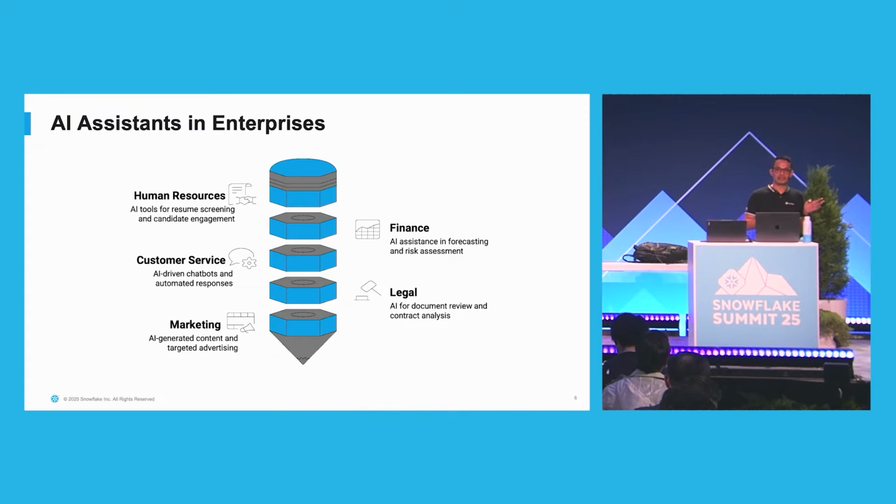And there are different assistants in each vertical as well, like legal and marketing. So right now, AI assistants are not an experiment anymore. They are part of critical production systems. And at Snowflake, we also have a lot of assistants that help in making life easier for the users as well.